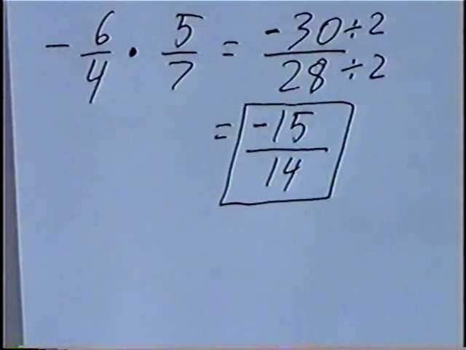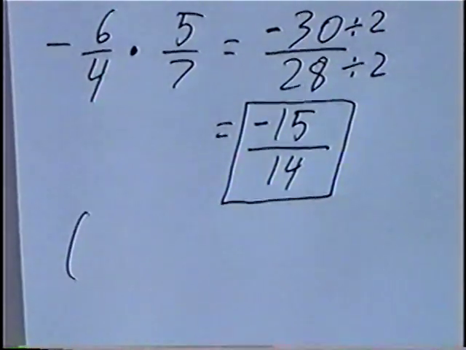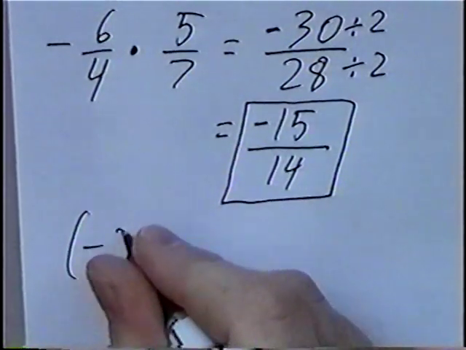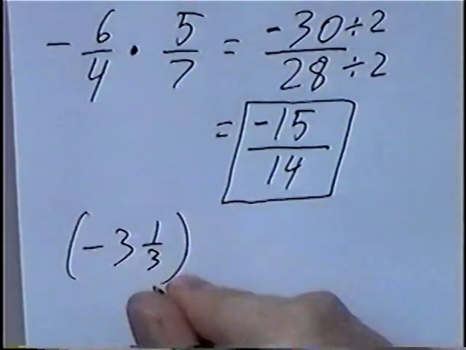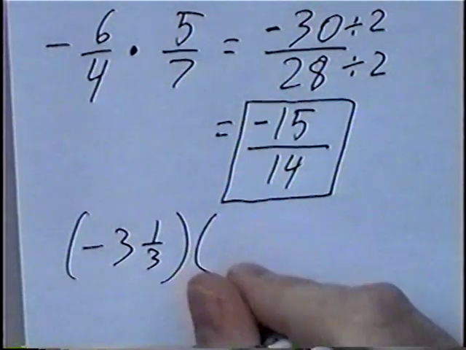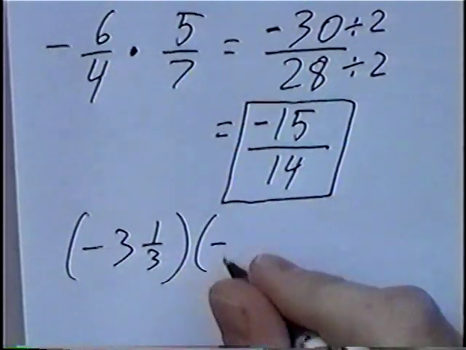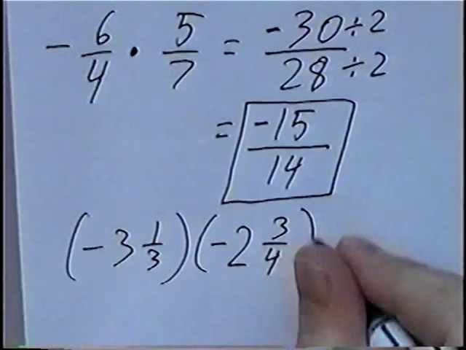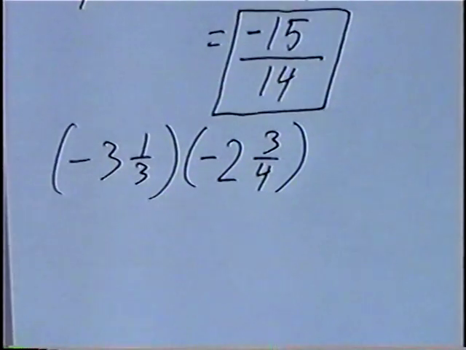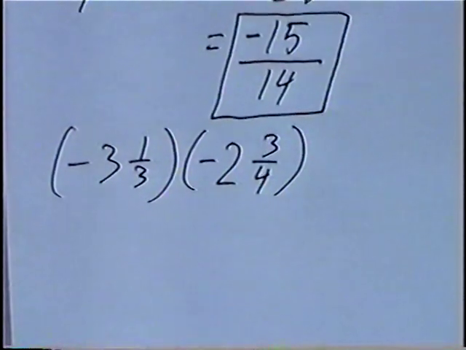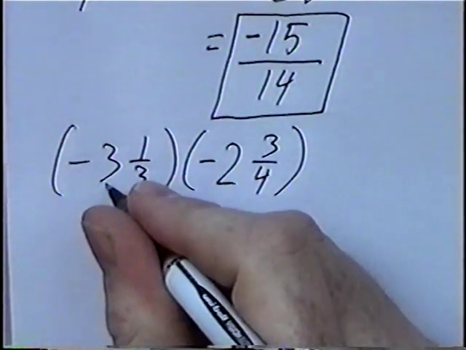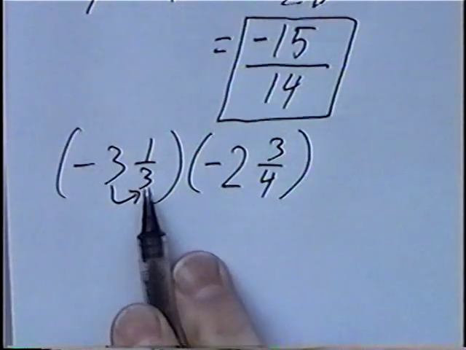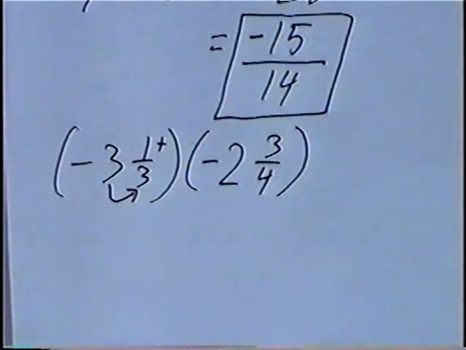And last question for the section. In parentheses, we'll have a mixed number, negative 3 and 1/3. Close parentheses, and in a second parentheses, a second mixed number, negative 2 and 3/4. Just like adding or subtracting fractions, when we have mixed numbers, we can change these into improper fractions. Improper fractions, again, we'll take the number in front, multiply by the denominator, and then add the numerator.